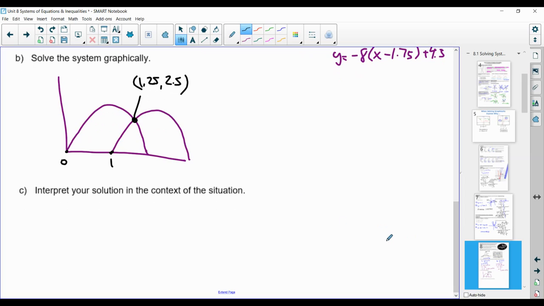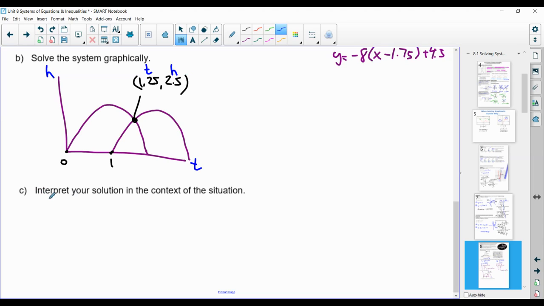Now, in our last question, we're asked to interpret the solution in the context of the question. So we have this intersection point of (1.25, 2.5), but this is not just some function that I'm finding the intersections for. This actually relates to an application. So those numbers have significance, or they have meaning. So if we take a look at this, our graph was height versus time. And so this 1.25 represents time and the 2.5 represents height.